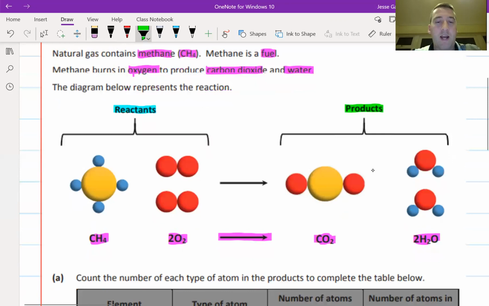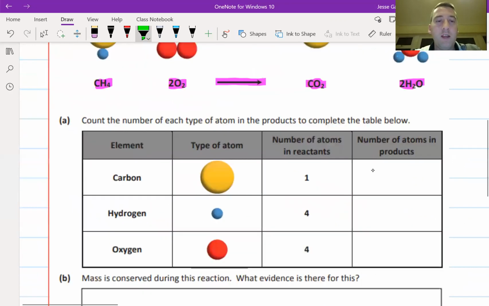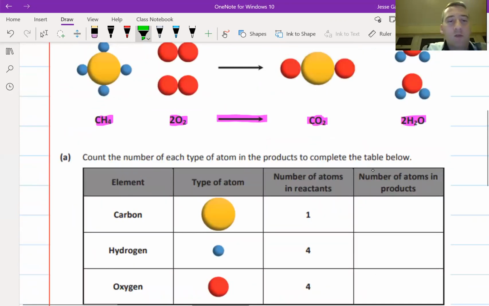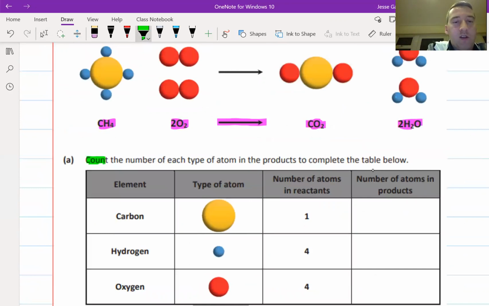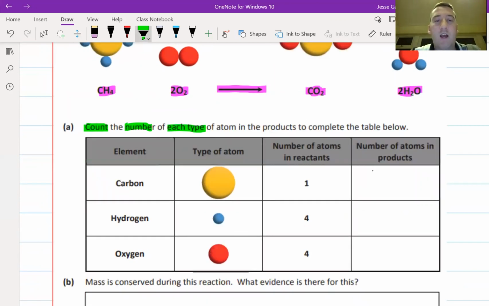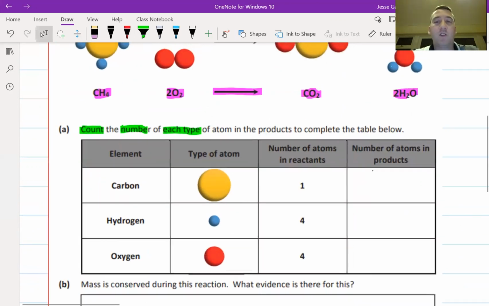So let's see what they actually ask us to do. It says to count. That's the action word: to count. Count the number of each type of atom in the products to complete the table below. So we have this table. What I need you to do is either fill in the table here in the exam papers if you have them, or else make a copy of the table. If you need to make a copy of the table, go ahead, pause and do that now.